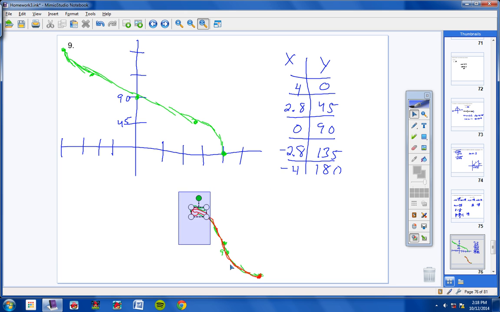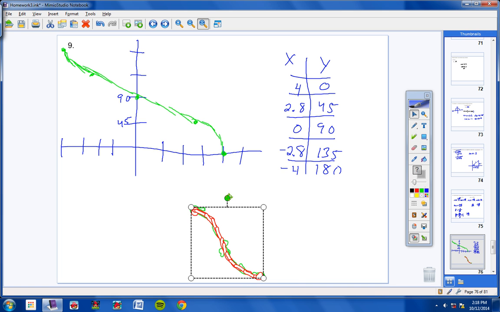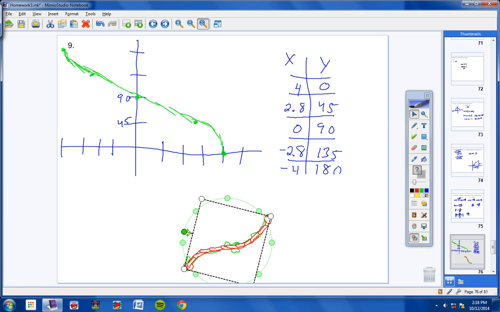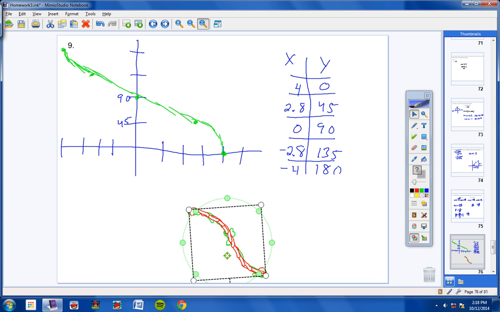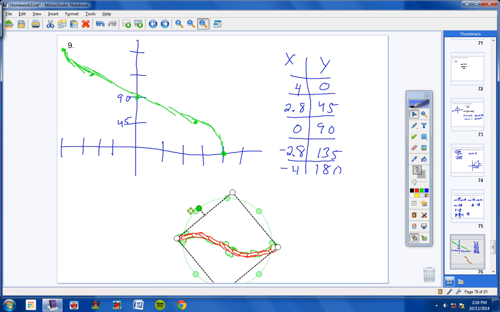Now here's what we're going to do. We're going to take this graph and we're going to flip it like this, okay? And we're going to rotate it so that it's looking something like this or something like this.